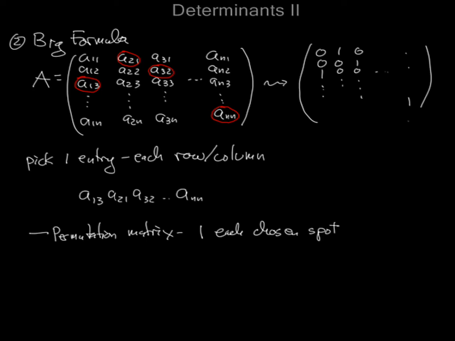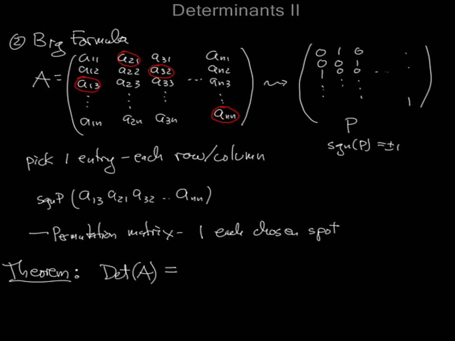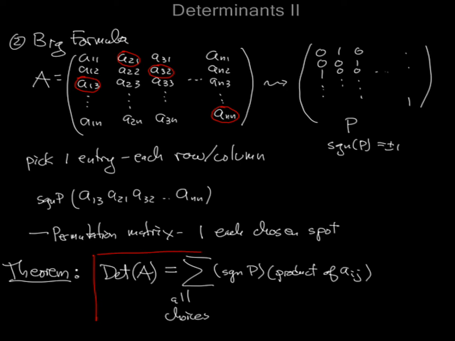And you take the determinant of that permutation matrix, which is to say the sign of the permutation, which is plus or minus 1. And you stick that out in front of this term. And now you just add up over all choices. So the theorem is that the determinant of this matrix is the following formula. It's the sum over all such choices times the sign of the corresponding permutation times the product of the corresponding terms. So that's one version of what I call the big formula for the determinant.